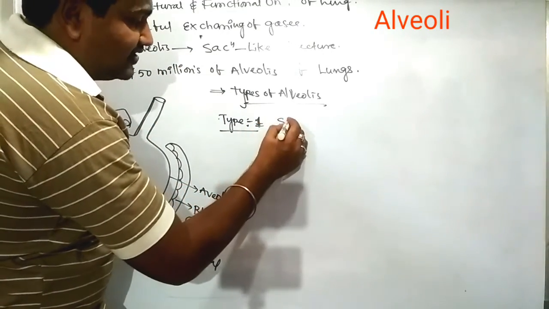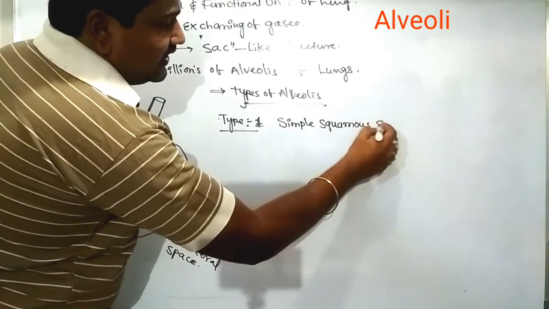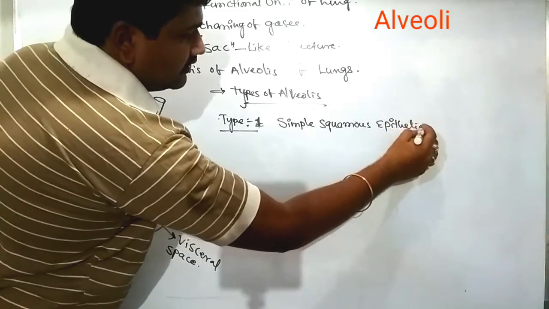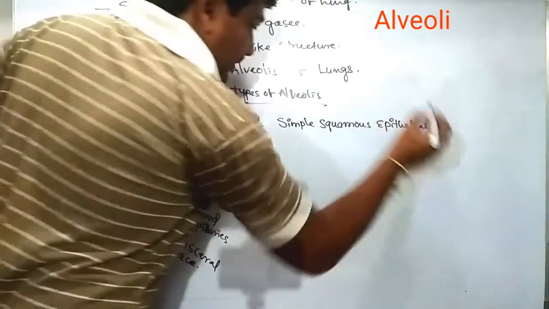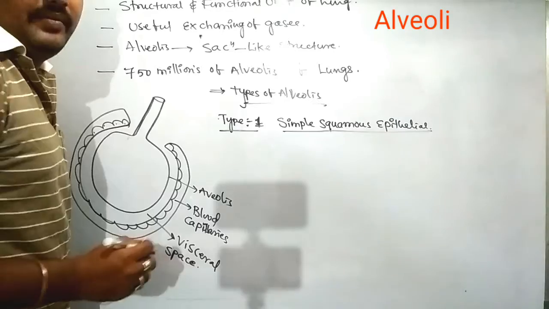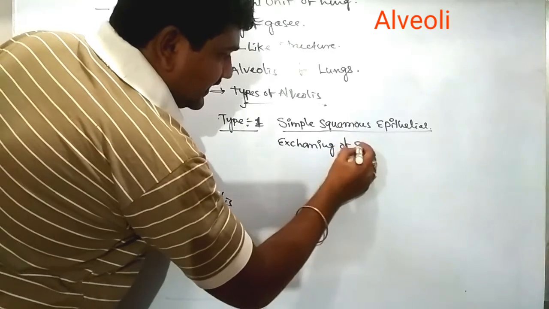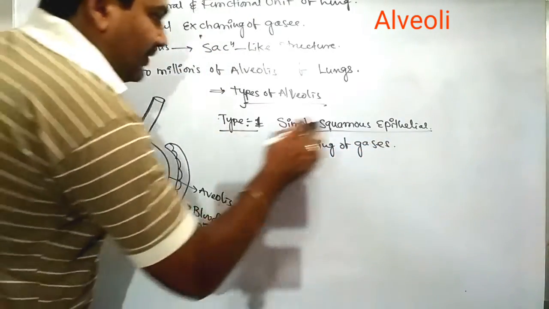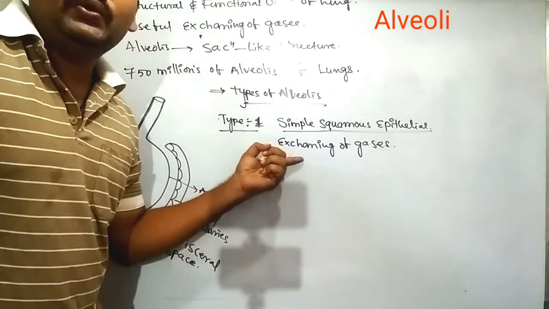This type of epithelium is made up of simple squamous epithelial membrane, which is useful for the exchange of gases. The type 1 epithelial membrane is made up of simple squamous epithelium and is useful for gas exchange.